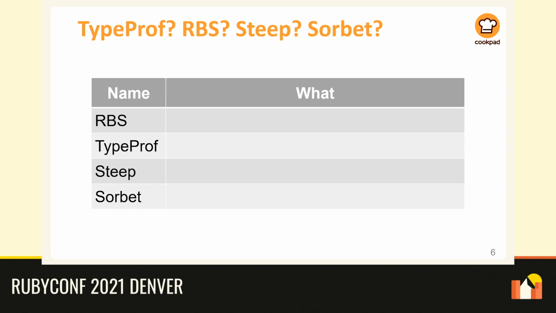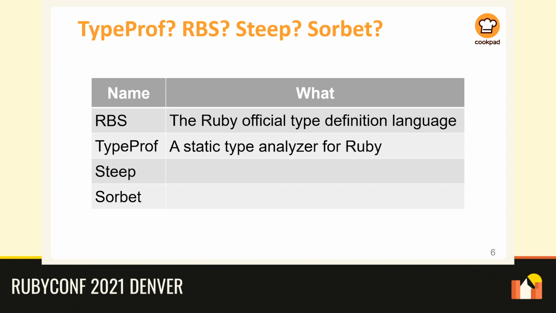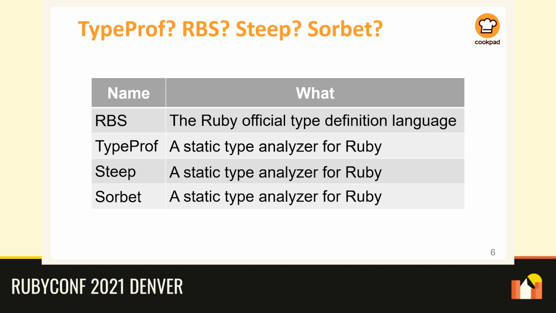If you have heard about type system for Ruby 3 before, you may be confused because there are many names: TypeProf, RBS, Steep, Sorbet, blah blah. I'd like to explain each of them in one phrase. RBS is Ruby's official type definition language. TypeProf is a static type analyzer for Ruby. Steep is a static type analyzer for Ruby. Sorbet is also a static type analyzer for Ruby. So please remember, RBS is the name of a dedicated mini language to describe class and method signatures for Ruby code. And others are names of static type analyzers.